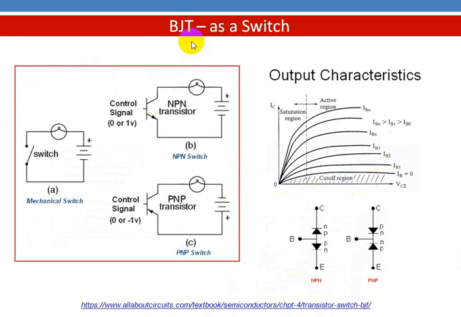Then one of the applications of transistors, it is used as a switch. For example, you take the simple circuit, a mechanical switch is shown here, a bulb and a supply. When the switch is closed, the current will be flowing through the circuit and lamp will glow. If it is open, the current will not flow in the circuit and the lamp also will not glow.